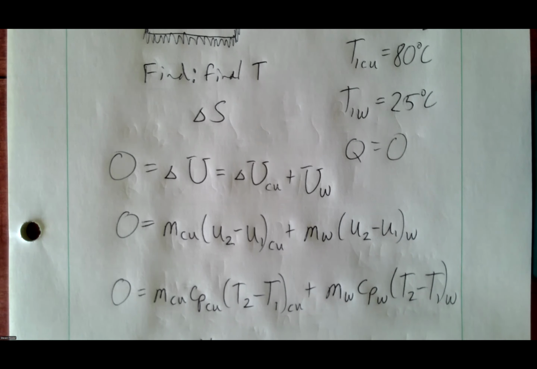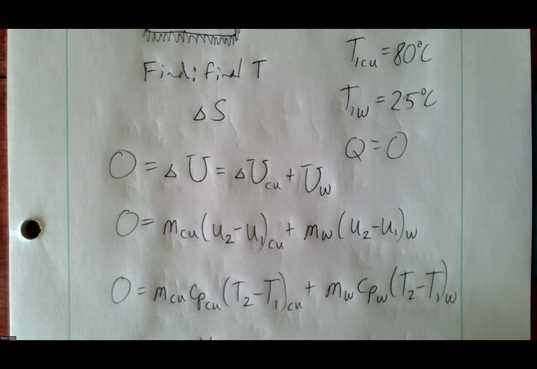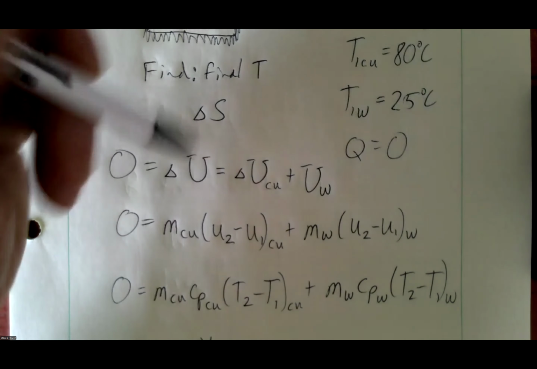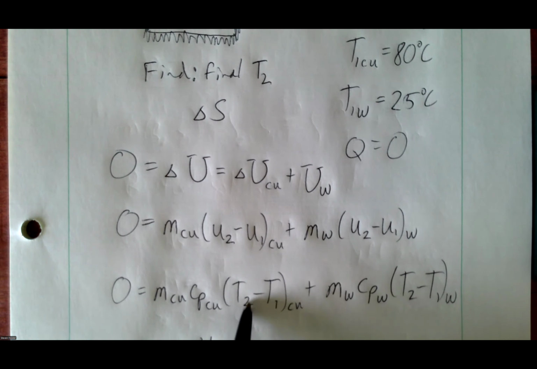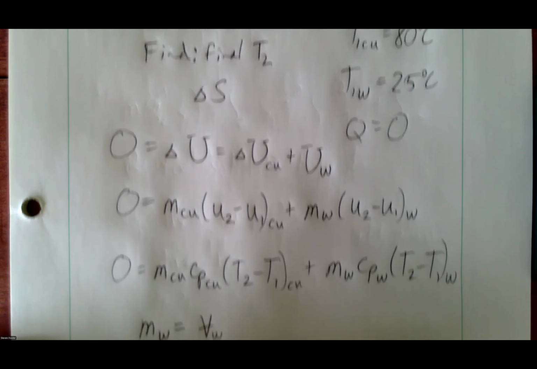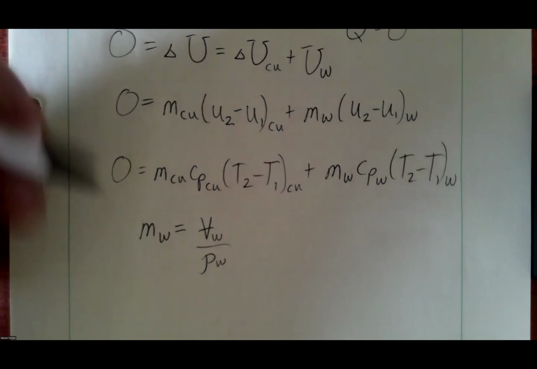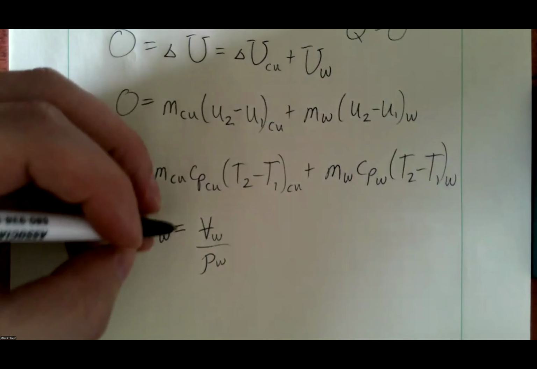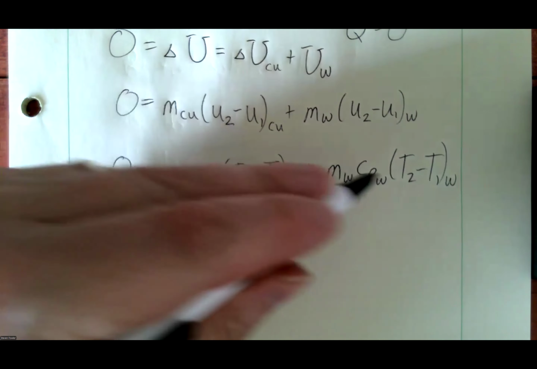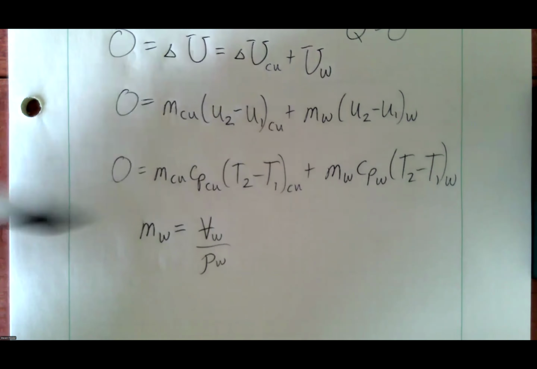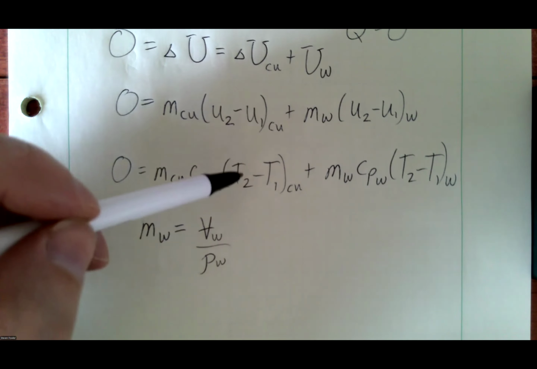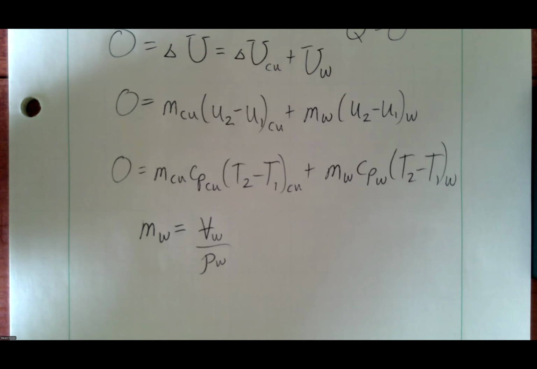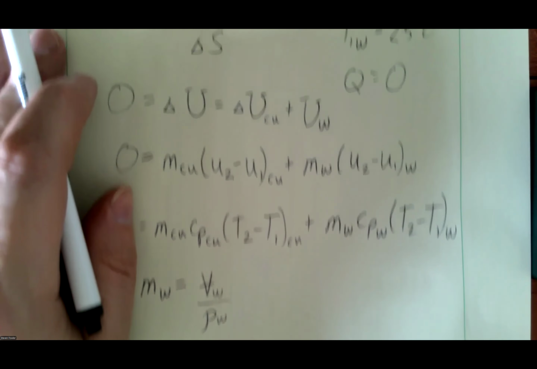But ultimately, the answer I'm looking for is that the goal is to find a final T2 where this temperature of the copper equals the temperature of the water. They come to a thermal equilibrium with each other. They reach the same temperature. So what we're after is we want T2 for the copper to equal T2 for the water. That's just one unknown. Okay. So one equation, one unknown here, T2 being the unknown that I'm looking for. Good so far.